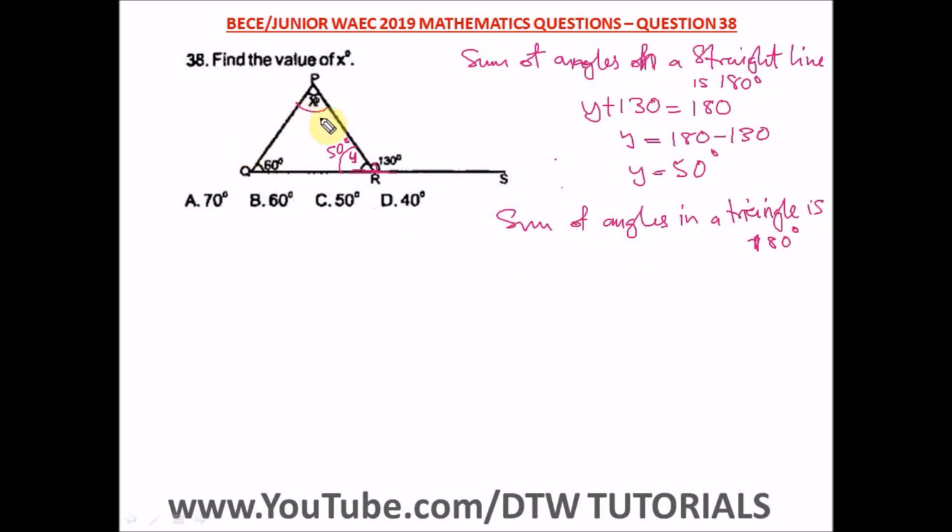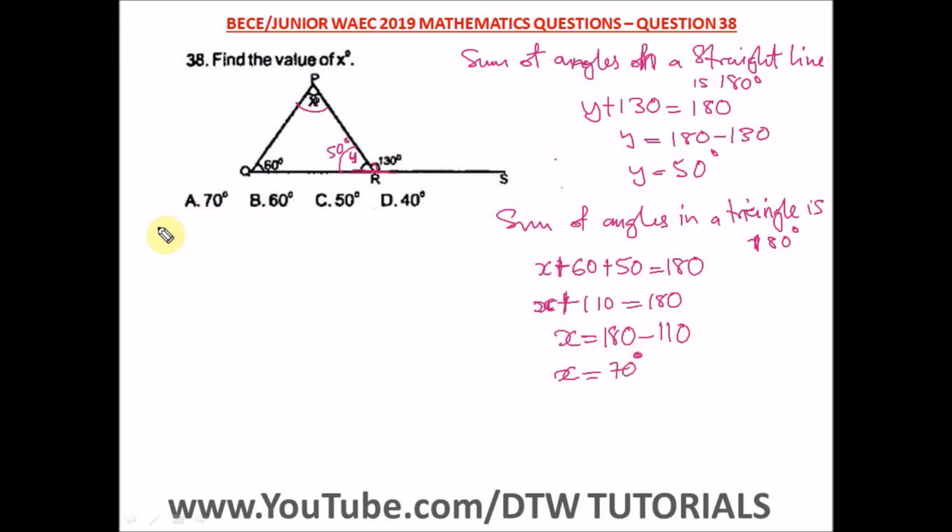So the sum of angles in a triangle, we have here x plus 60 plus 50 is equal to 180. So here we have x plus, what is 60 plus 50? That will give us 110 equal to 180. So x is equal to 180 minus 110, taking this to the other side. So what is 180 minus 110? We have 70 degree. So x is equal to 70 degree. And our right option here is option A.